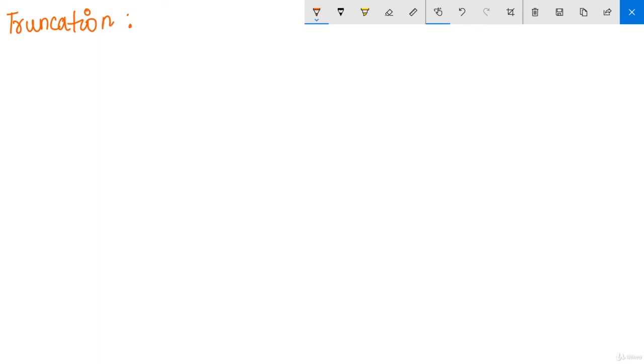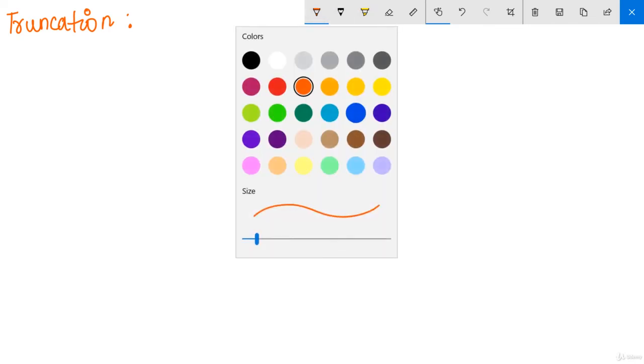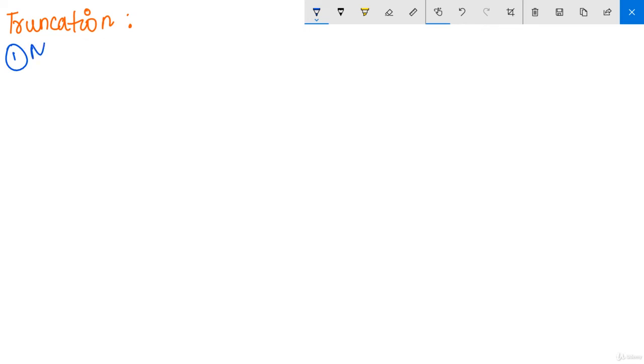Under truncation there are several ways which can be used to prevent overfitting, and the first one is minimum partition. Let me make a note of everything. In minimum partition, we set a minimum size for the partitioning, some sort of minimum value, and as soon as we achieve that value, we stop there itself. So this is minimum partition.